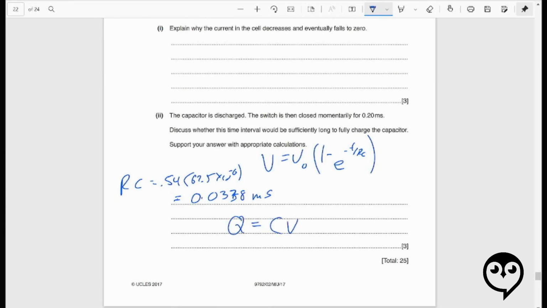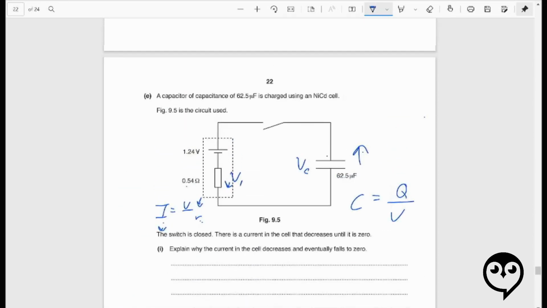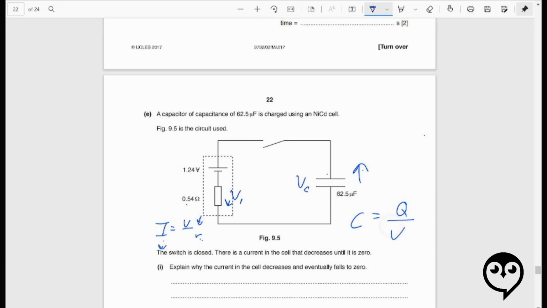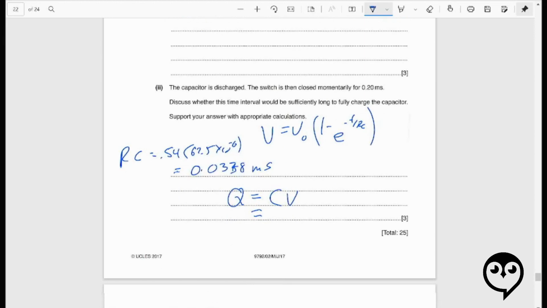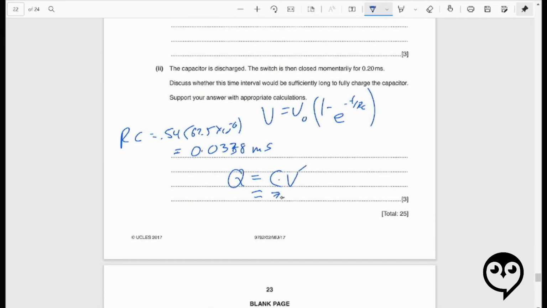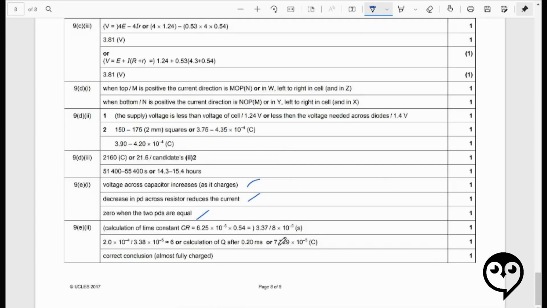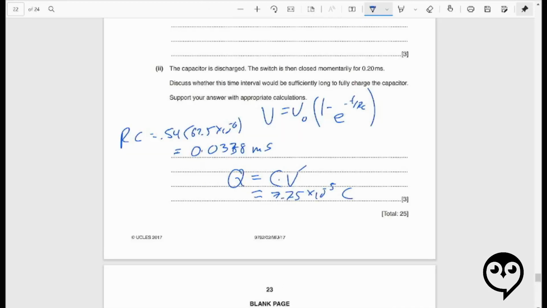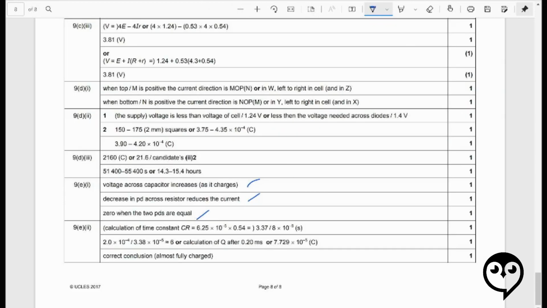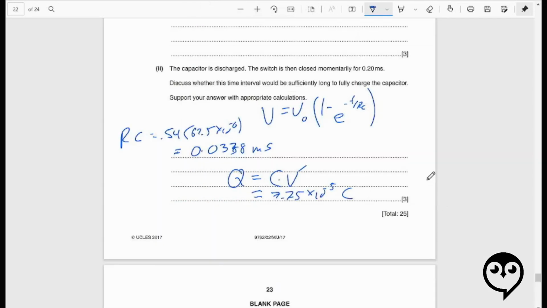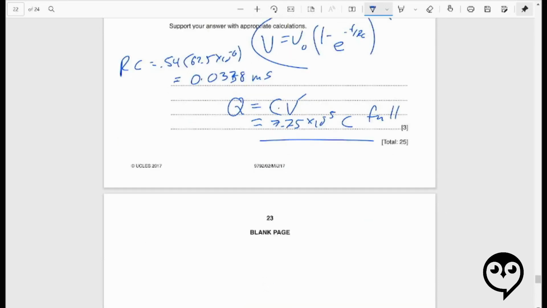Q, capacitance times the voltage. 1.24 times 62.5. So if you multiply these values they give you at the beginning, you get 7.75 times 10 to the negative 5 coulombs. Now, is that what they're doing in the mark scheme? So they get a slightly different number. Yeah, I see. So this is the fully charged. And now they want us to calculate this.